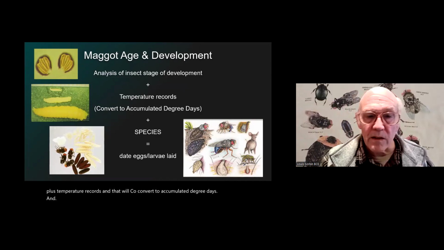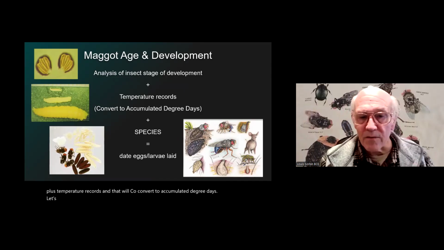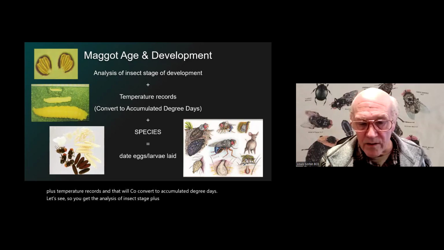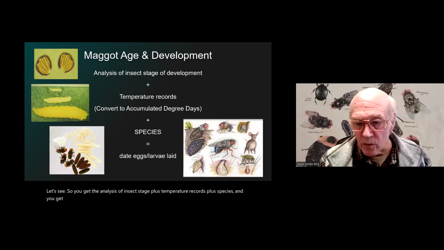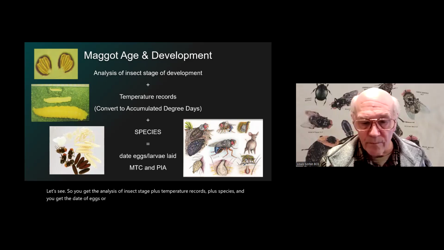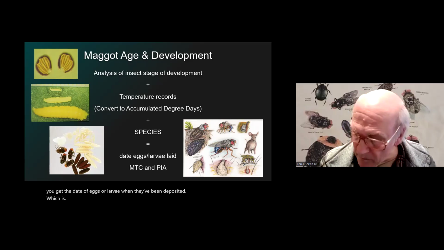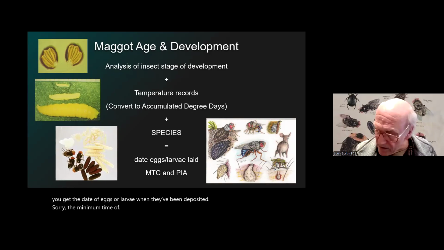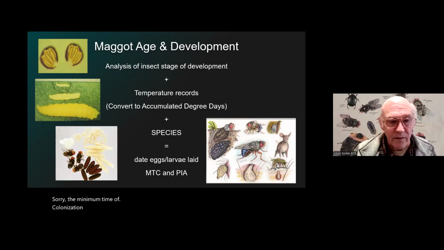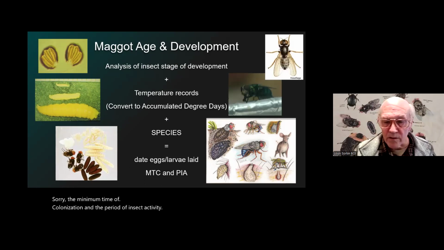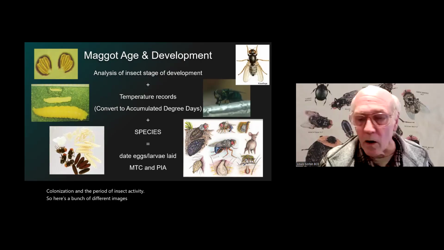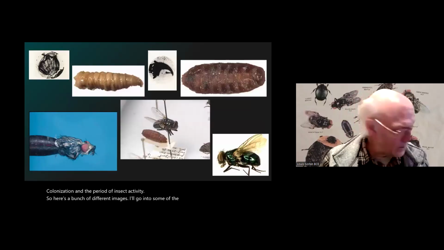So you get the analysis of insect stage plus temperature records plus species, and you get the date of eggs or larvae when they've been deposited, which is the minimum time of colonization and the period of insect activity. So here's a bunch of different images. I'll go into some of the larval morphology too later.